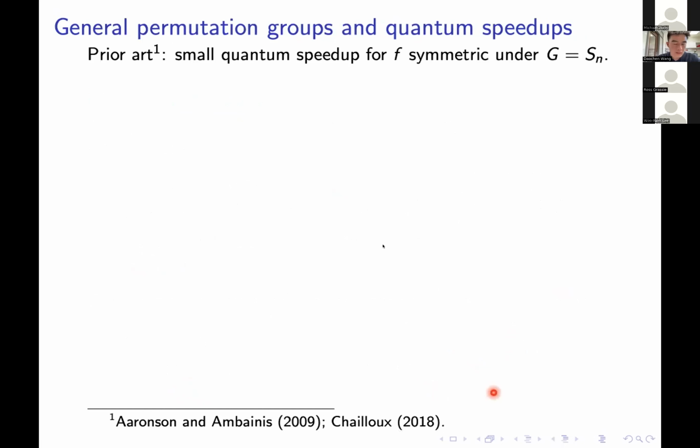Lastly, the reason why we care about primitive permutation groups is because they allow us to generalize even further to general permutation groups. I would just stress and recall that the prior art in this whole direction was these two papers by Aaronson and Ambainis and Chailloux, who showed that there can only be small quantum speedups for F symmetric under the full symmetric group.